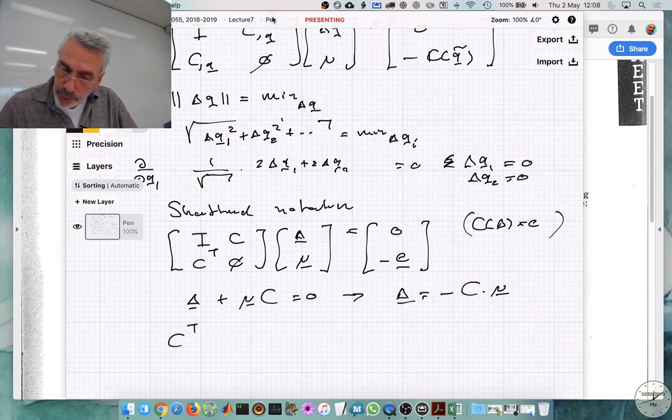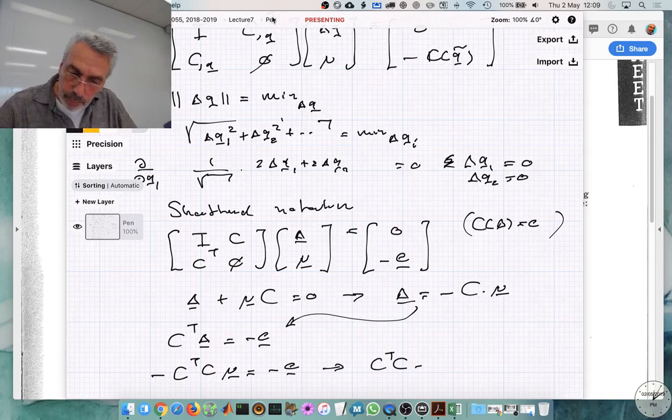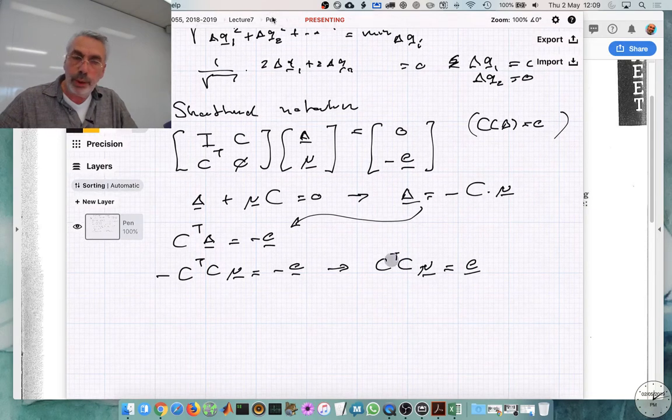And then we put this into the second equation, so we substitute it here. So we get C transpose times the delta is, because there's a 0 here, minus E, the error. Substitute this stuff here. And then what we get, C transpose with a minus times C times mu is minus E. Or in other words, C transpose times C times this mu is E. Okay. Now, this looks like a matrix, C transpose times C, which is a square matrix, and the size is the size of the multipliers we have.